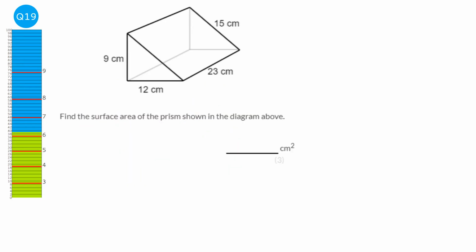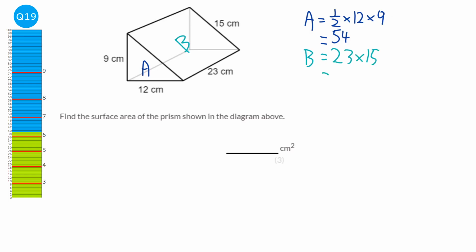So we're going to go through this shape and work out the area of each of the shapes in the triangular base prism. So we're going to start with this triangle at the front. And the formula for working out the area of a triangle is half times the base, which is 12, times the height. And so that's going to be 54. Next thing I'm going to do is work out the rectangle here. And so the width of it's 23 and the length is 15. So we're going to do 23 times 15, which is 345.